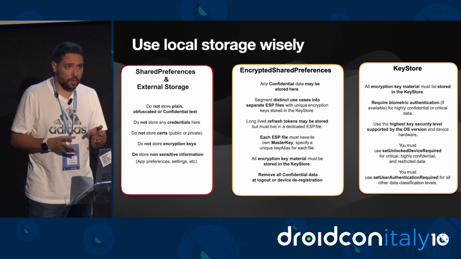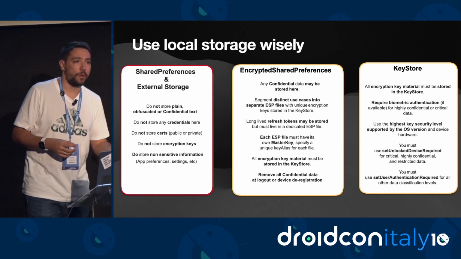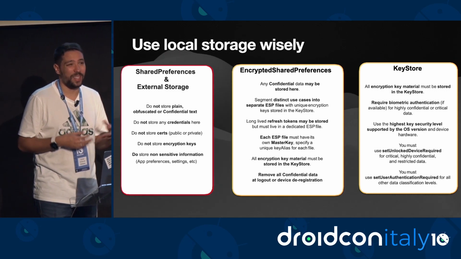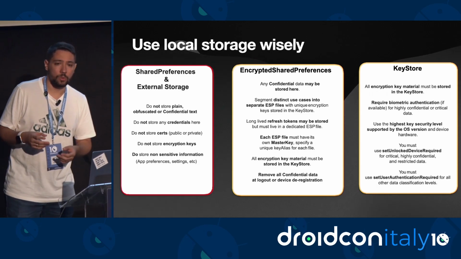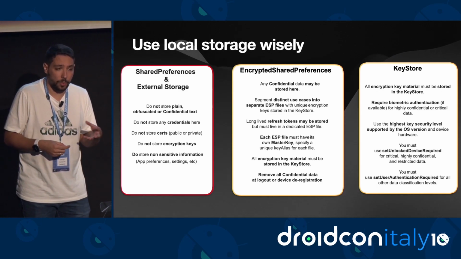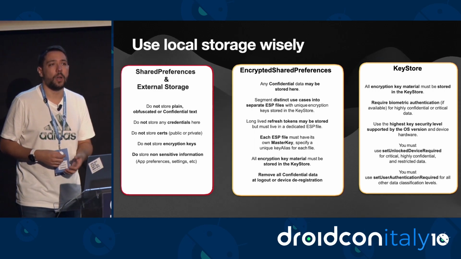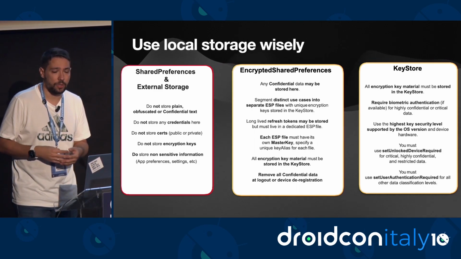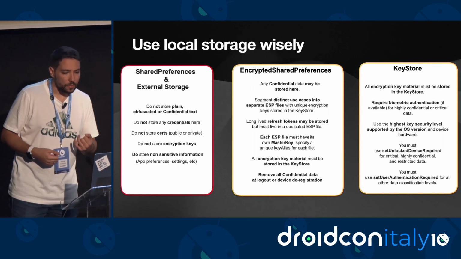So on the simplest and most plain way of storing data, we have shared preferences. Shared preferences is just a key value pair storing. It just gets stored into a simple file, and what do I mean by simple file? It's just a file that anybody within the file browser can find in your application and open. It's not, again, obfuscated, not encrypted.